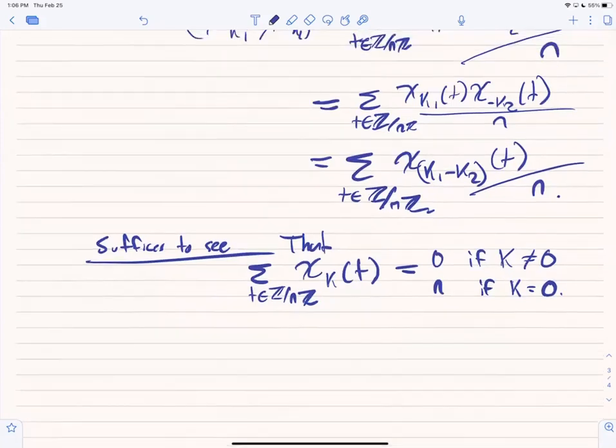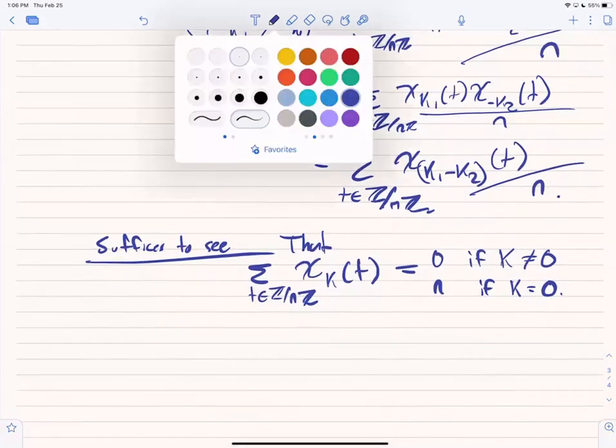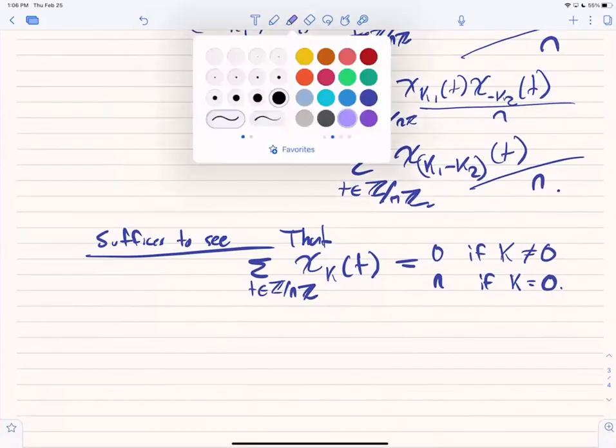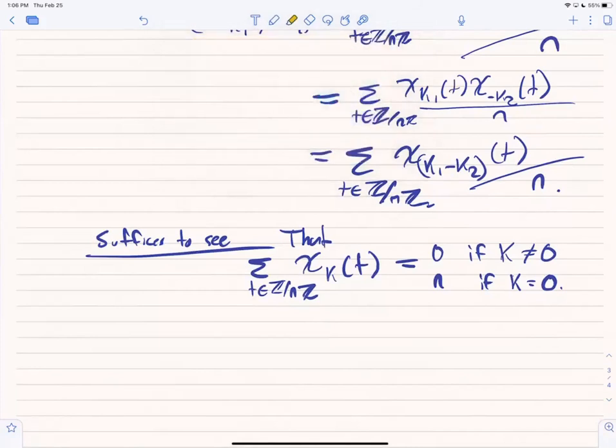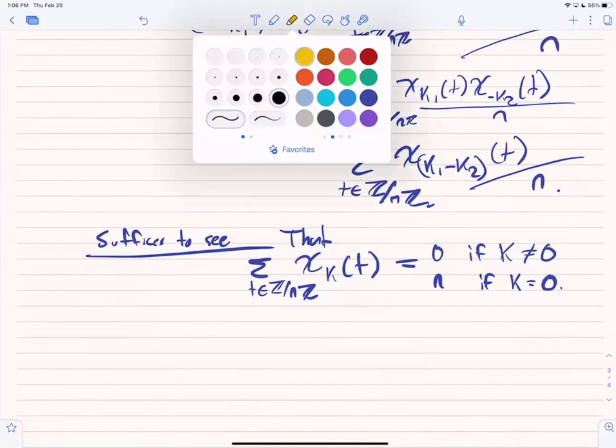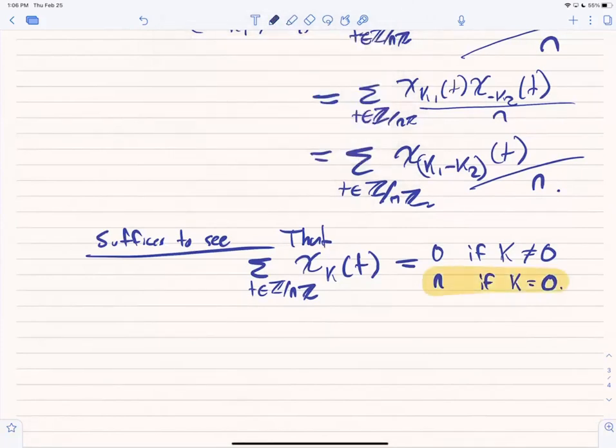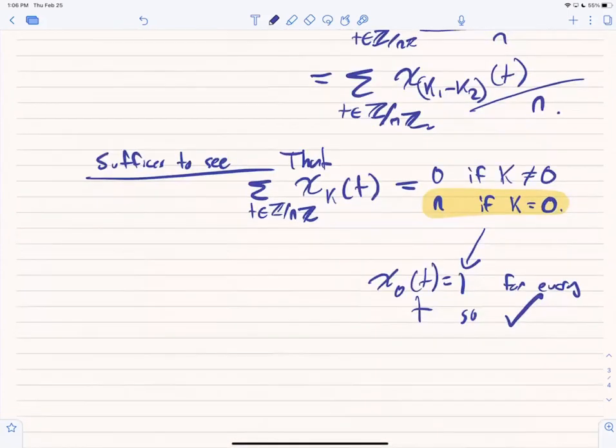Okay, good. Part of this is really easy. If k is equal to 0, then this is just the trivial character, so chi sub 0 of t is just equal to 1 for every t. Check. In the other case, you have to think a little bit.